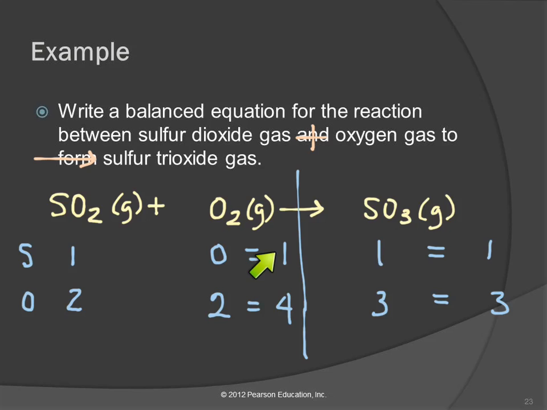And then I compare my totals. 1 sulfur, that's good. 4 and 3, not good. I've got 4 on the left, I've got 3 on the right. I can't take away from the left, I can only add to the right. So to get more oxygens over here, the only thing I can do is say, well, there must be 2 of these molecules then. I can't change the subscript, because then it wouldn't be sulfur trioxide anymore. So I put a 2 in front of that guy. So I'll put a 2 here.